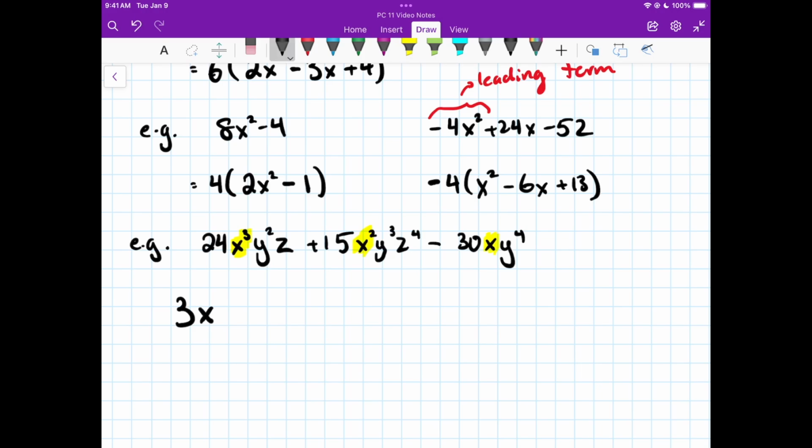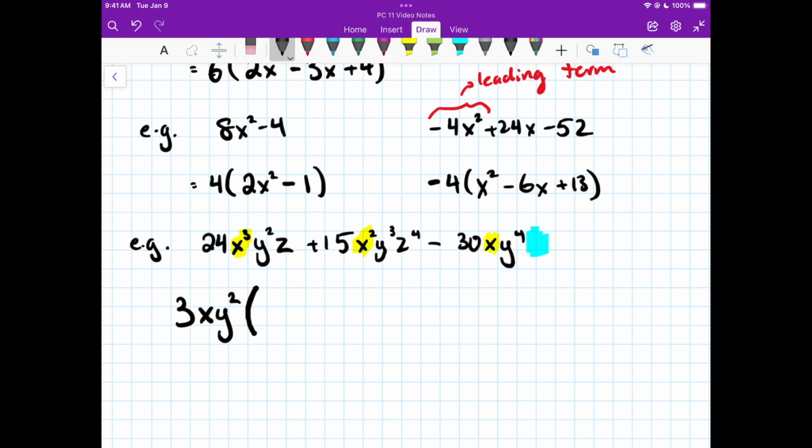Then we look at the y's. We've got y squared, y cubed, and y to the power of 4. The lowest amount of any of those is a y squared. And then for the z's, we've got z to the power of 4, but the third term doesn't have a z. So there's nothing over here, and we can't take out any of those. So there's our common factor: 3xy squared. And now we just see what's left.